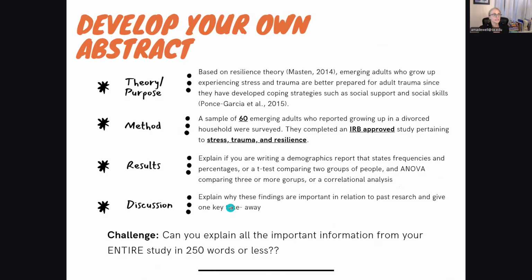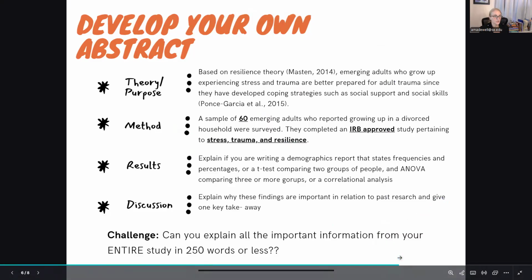Next, spend a little time working on your discussion. Explain why these findings are important in relation to your past research. How do your findings relate to what Dr. Maston or Dr. Ponce Garcia has found in their research? And try to give one key takeaway if you have the word count. Okay. Like I said, try to get it in 250 words or less. That is what is required for this class this semester.